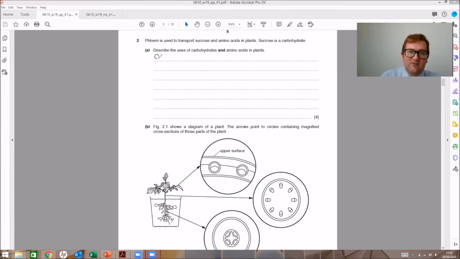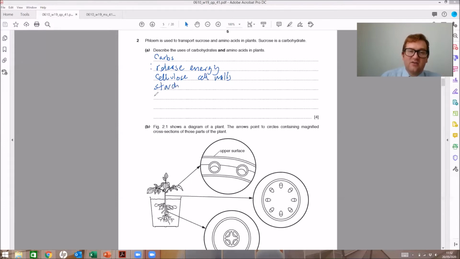All right, so let's have a look first at carbohydrates. The main function of carbohydrates in organisms is to release energy from aerobic respiration. Other parts of the plant that contain carbohydrate include the cellulose cell wall, so it could be used to make cellulose cell walls. It can also be used to make starch, which is the storage molecule in plants.